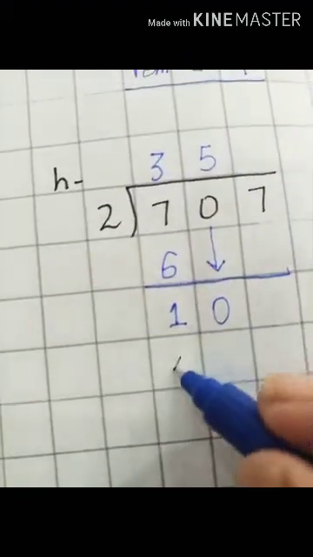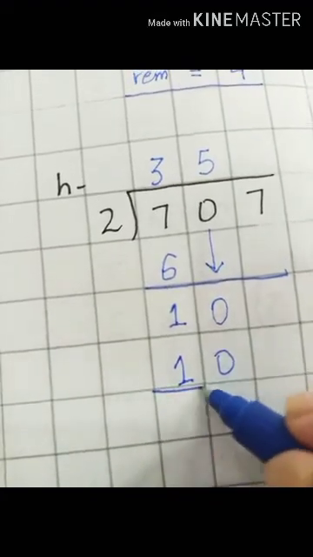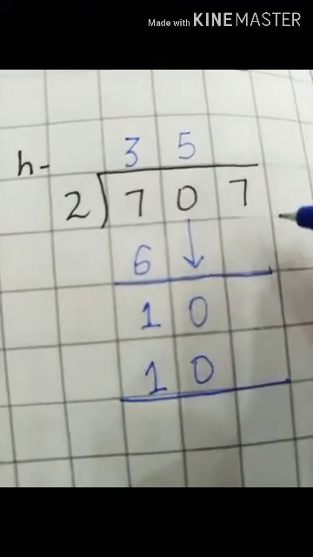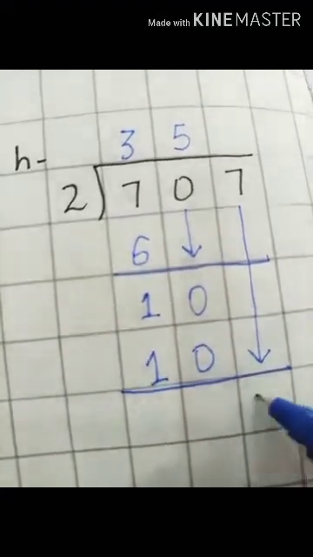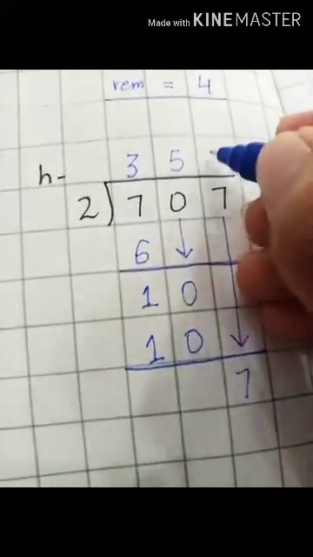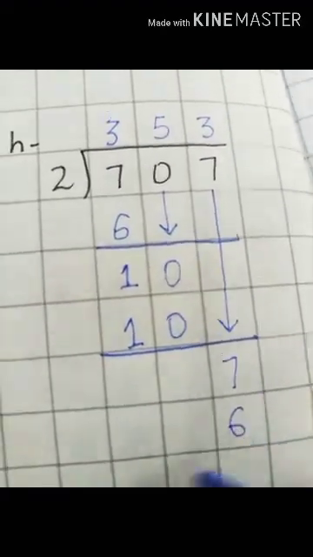Now students, next is 2 5s are 10, as we have divided this completely, but our third digit of the dividend is left. 10 minus 10 is 0. So here I am bringing this 7 down here. Students, next step is 2 3s are 6 again. So I am writing 3 in the quotient and 6 down under this number.